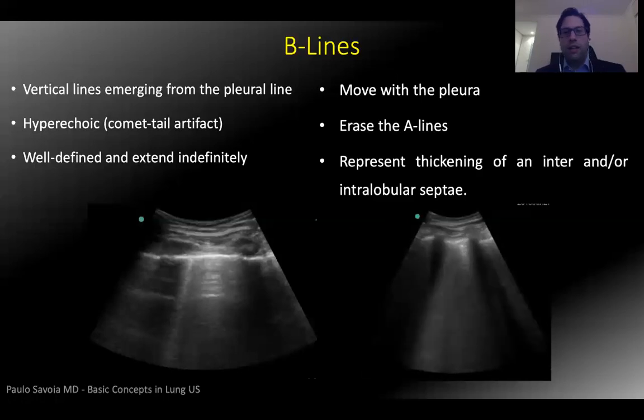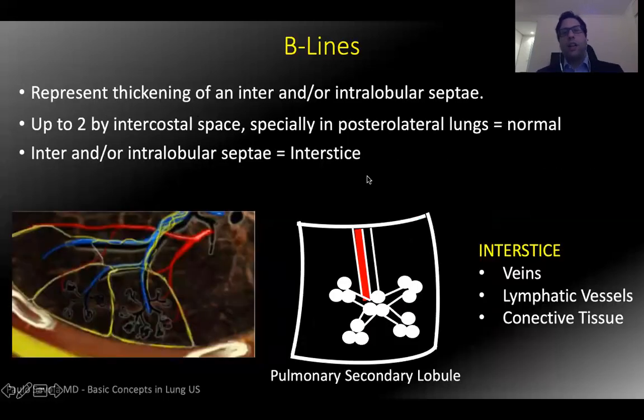So let's understand this better. To understand this, we have to think about the secondary pulmonary lobule, which is the smallest functional structure of the lung. It has about 5 to 7 millimeters, and we have here the central lobular structures, basically the distal artery and the distal airways, the distal bronchi and the alveolum. These are the central lobular structures.